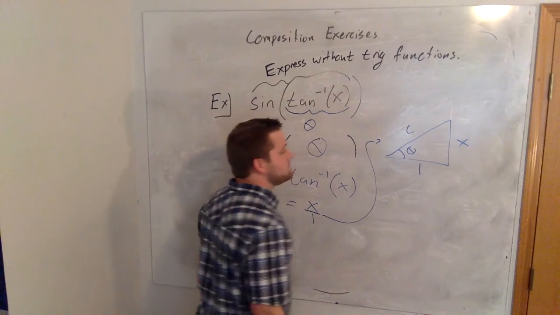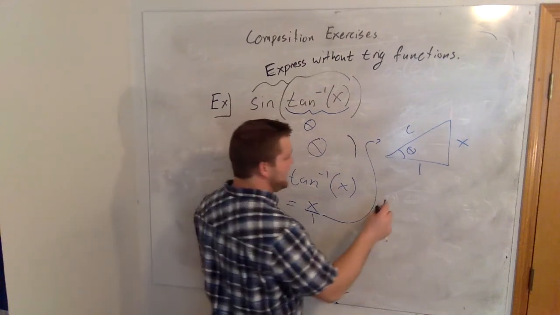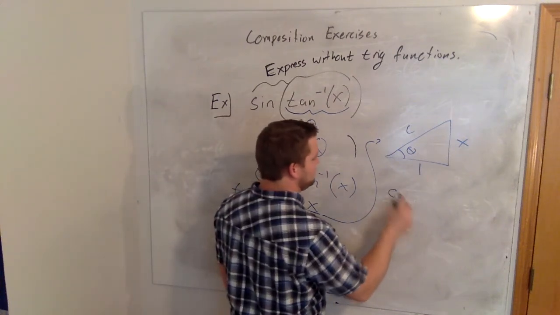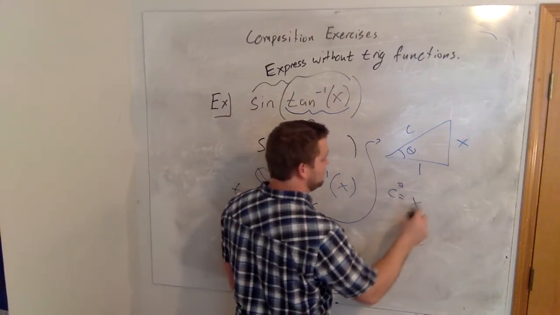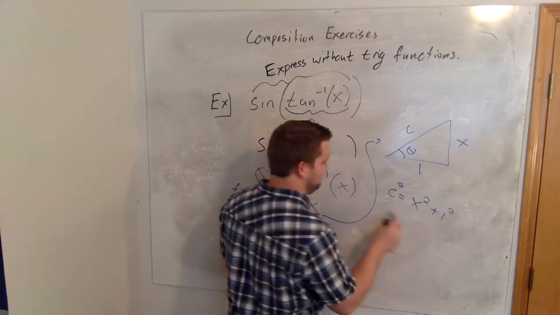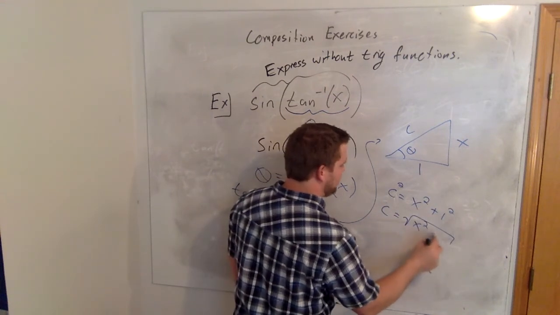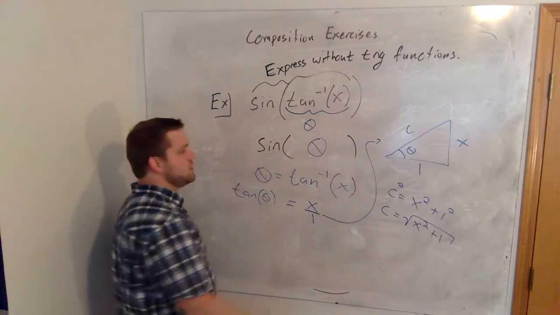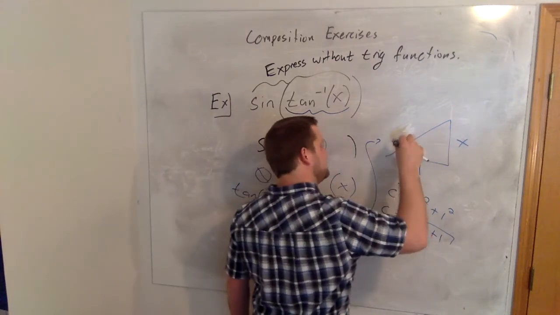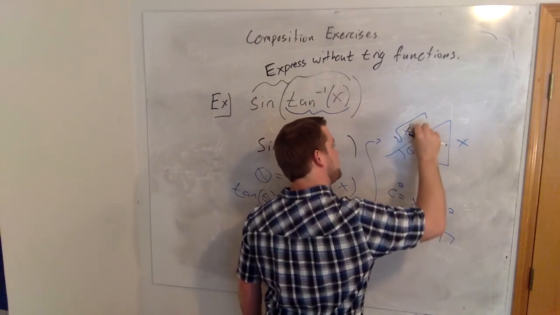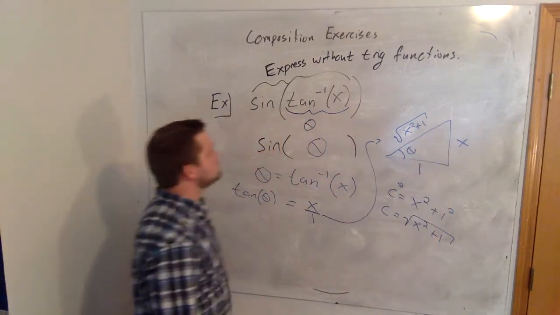Sine is opposite over hypotenuse, so we need to know what the hypotenuse is. We'll call it c. So c squared would be equal to x squared plus 1 squared, and c would be equal to the square root of x squared plus 1. And that's what we have here.